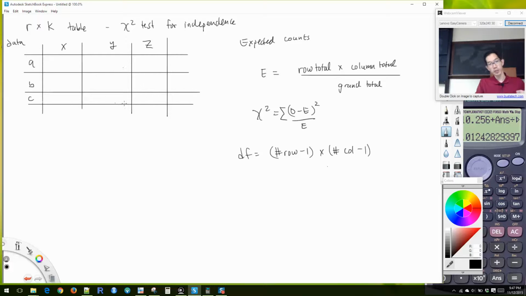Okay, but this chi-squared test for independence can be expanded to situations where you have more than dichotomous categorical variables. So it doesn't have to be male or female. It could be male, female, or other, or did not state, or whatever it might be.